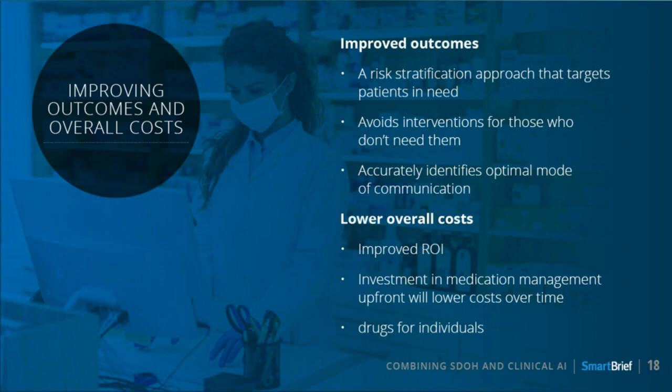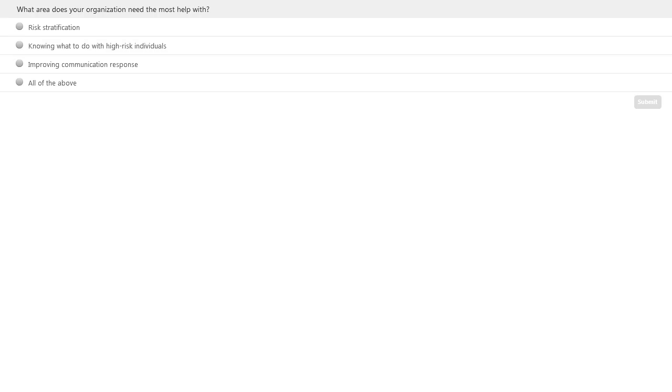Thanks, Holly. Let's hear from our audience again with this poll question. What area does your organization need the most help with? Risk stratification, knowing what to do with high-risk individuals, improving communication response, or all of the above? And while everyone logs their answers, John Chowalter, what are you hearing in this regard?